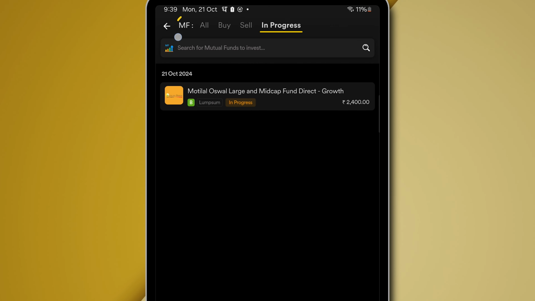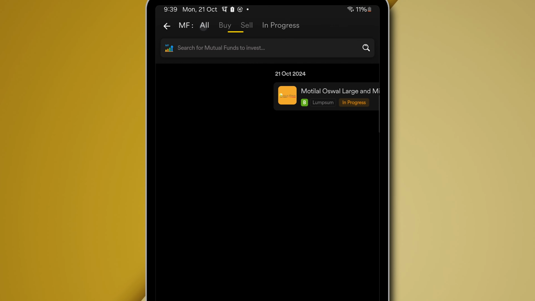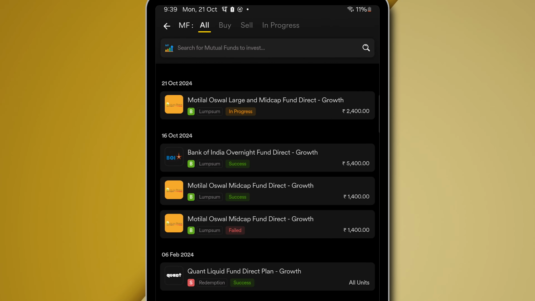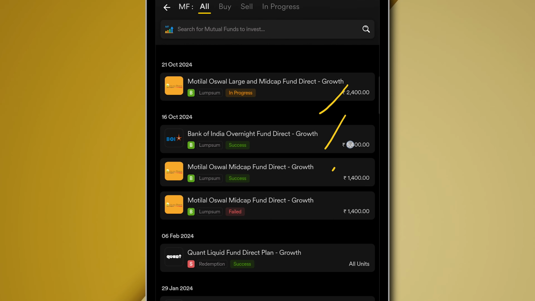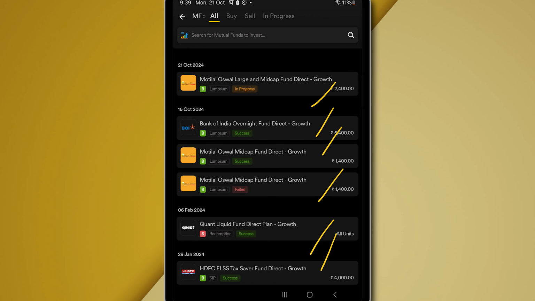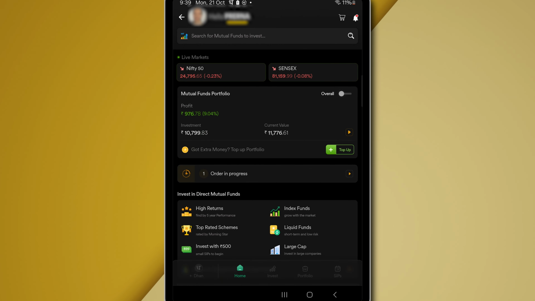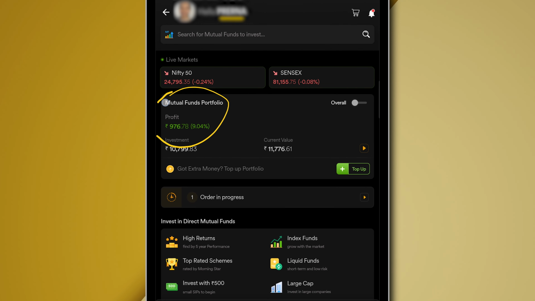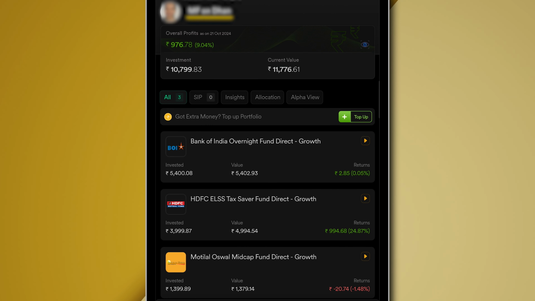If I go to my mutual fund tab and look at all over here, you can look at all of my past attempts. I can also go and look at my portfolio by just clicking the back button, and within mutual fund portfolio I can just click on this box and it shows me my current view. It shows me the funds that I currently own and I can review them right here.